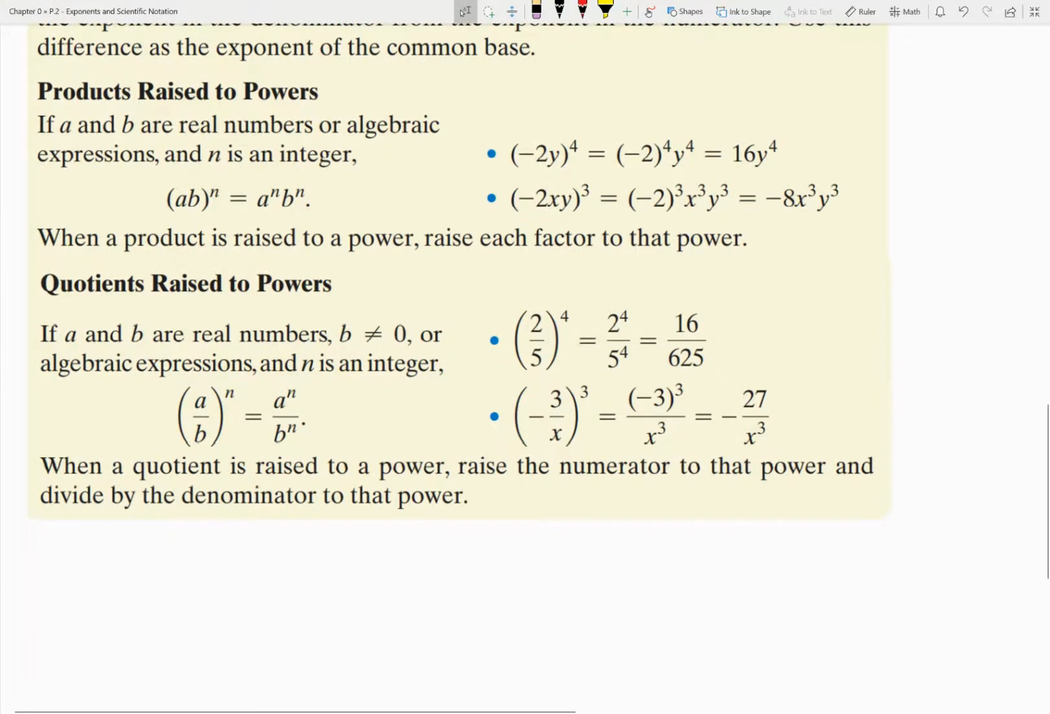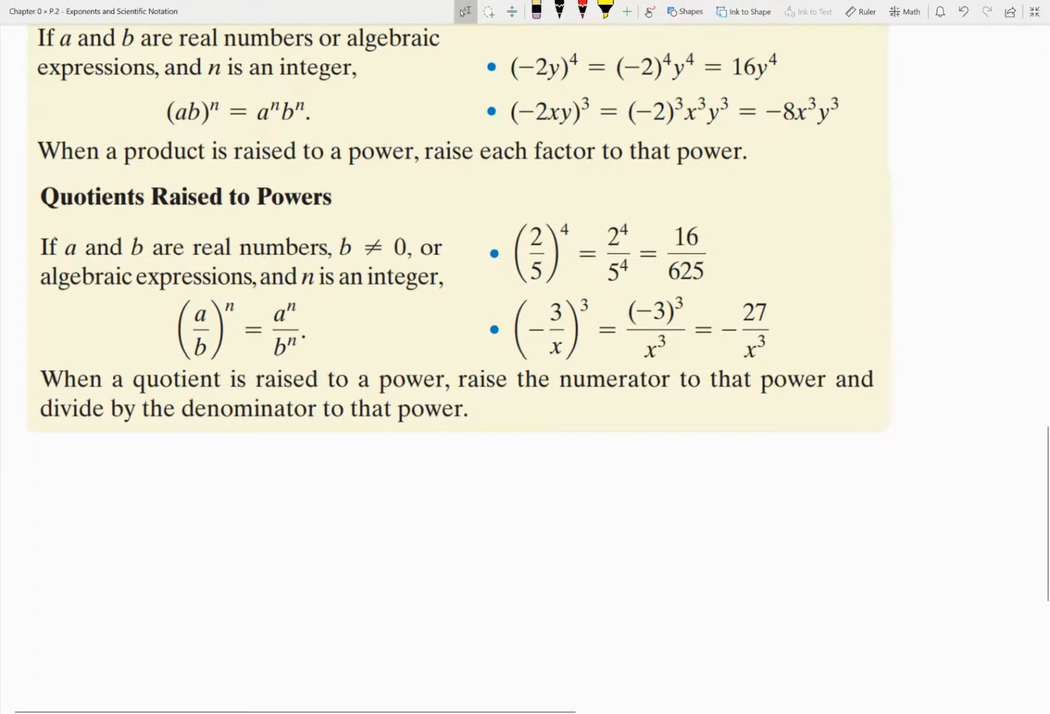Product to a power. This basically says that if you have two things inside of a parenthesis, they both get raised to that exponent. So in here we have a -2 and a y. So -2 gets raised to the 4th power, the y gets raised to the 4th power. Remember that -2 to the 4th power becomes positive 16. Same thing when there's 3 things inside. Works with quotients as well. So quotients to a power, both terms inside of the fraction get raised to the exponent.